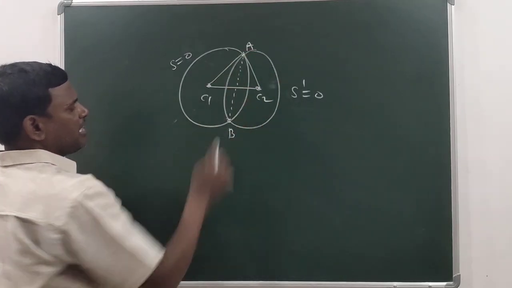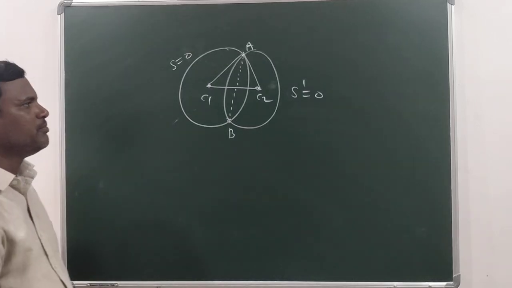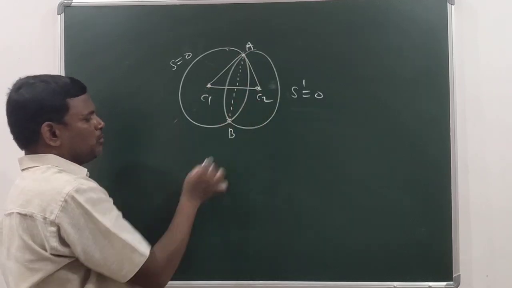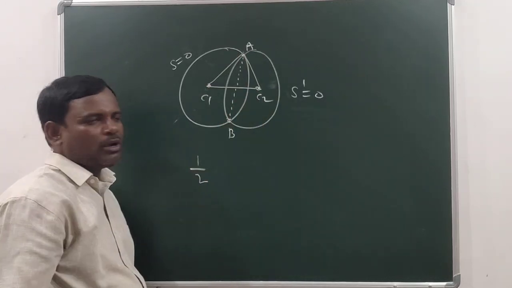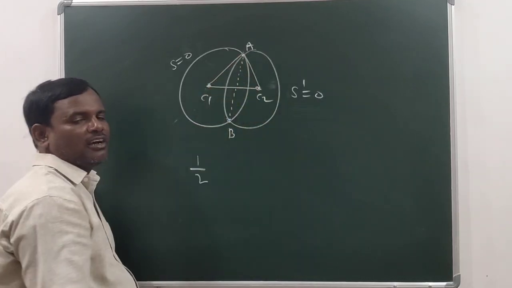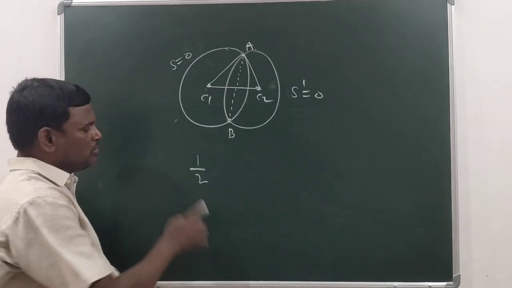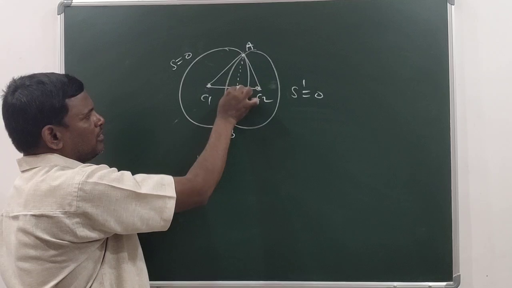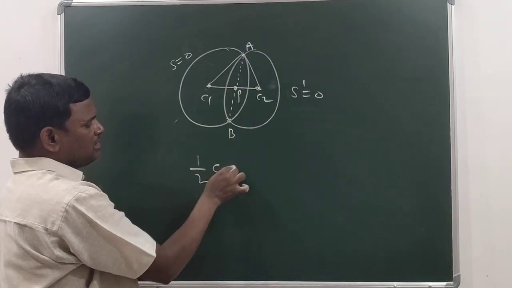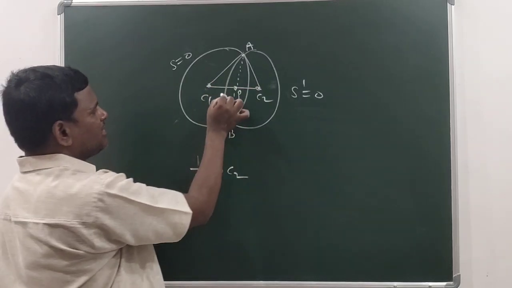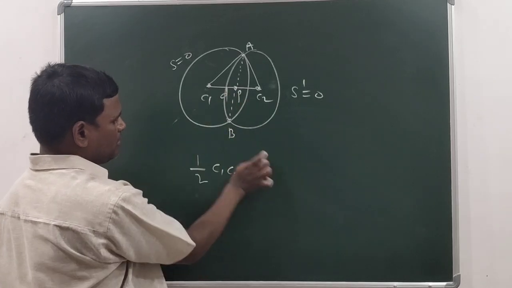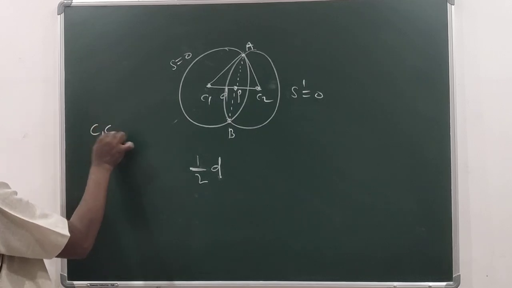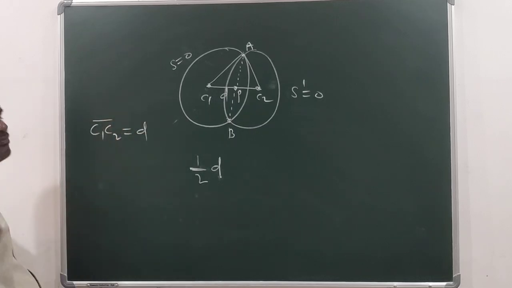Now you got a triangle AC1 C2. Now find the area of the AC1 C2 triangle. You have many more formulas to find the area of this triangle. So here I am using the basic formula, 1 by 2 base into height. Here the base is C1 C2. Let us take the length of C1 C2 as D.